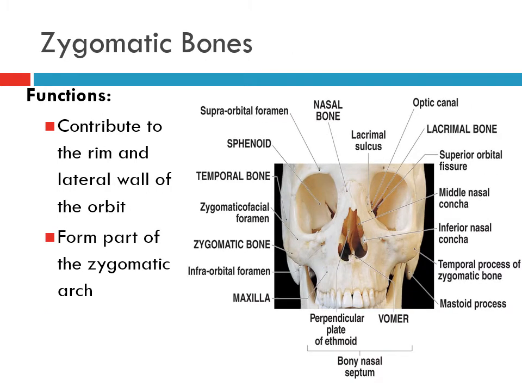The zygomatic bones make up your cheekbones. So here, like that. They contribute to the rim of the orbit. So part of the eye socket is made up of zygomatic bones here, like that. And they form part of the zygomatic arch with the temporal process of the zygomatic bone, which is meeting the zygomatic process of the temporal bone, as we spoke about earlier. So it's making up the bulk of your cheekbone is zygomatic bone, like this.